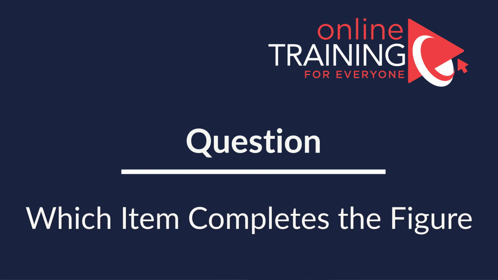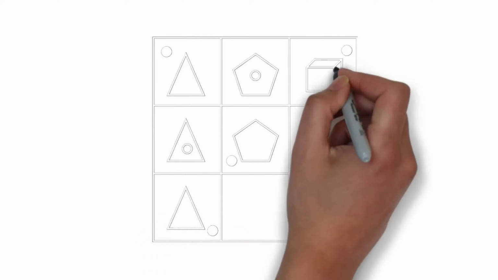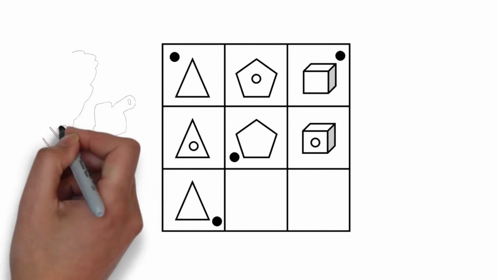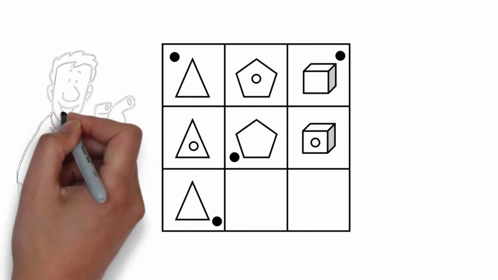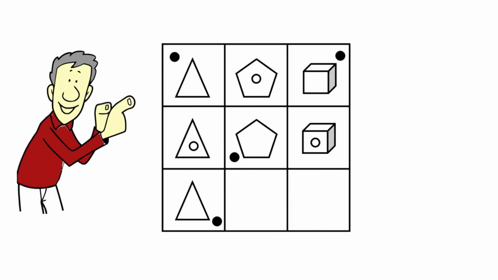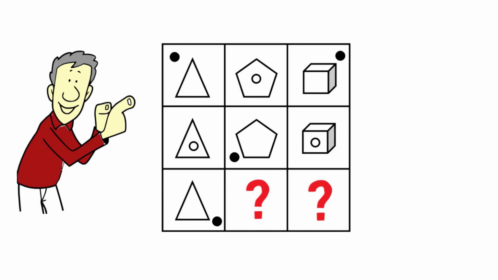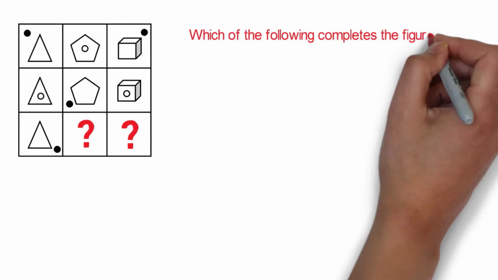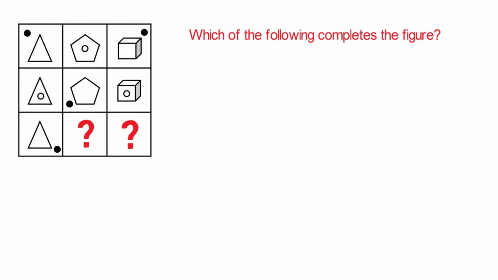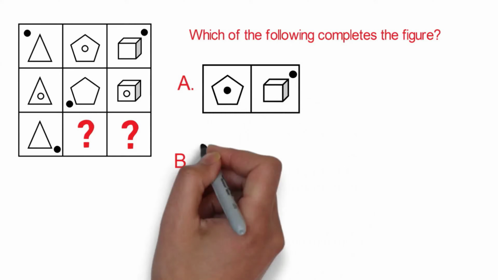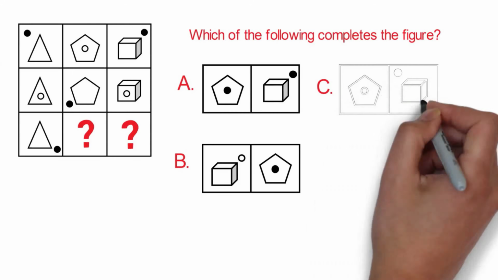There is a very high chance that you will see this type of question on the test. You're presented with 3x3 matrix. This matrix contains different shapes inside. In our case, the matrix contains triangles, pentagons, and cubes. You have two spaces that are missing the shape, and you need to select from 4 possible choices. Choices A, B, C, and D.